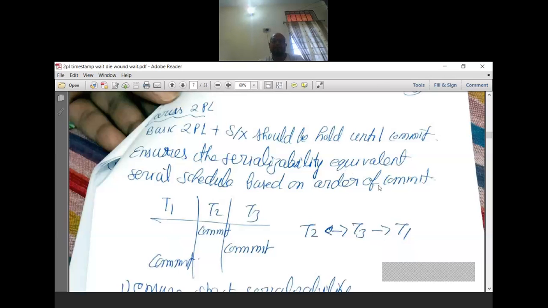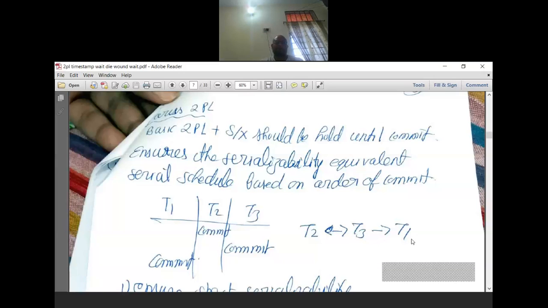In that case, what was happening? In that case, it was based on unlocking, that means the first lock point. And in this case, it is based on the commit. When the transaction commits, serializability will be gained in that order. Suppose this transaction is committed over here, this one over here, and this one over here. So how does it get the serializability? T2 is committed before T3, so T2 will run before T3, and T3 committed after that, so T3 will run after that, and T1 is committed after that, so it will run after that.